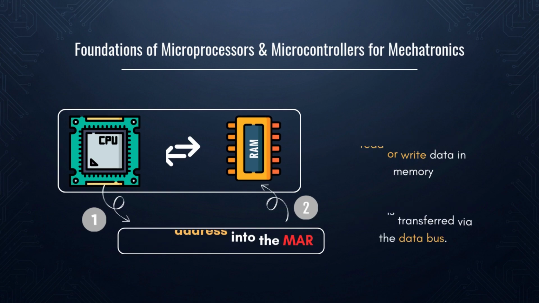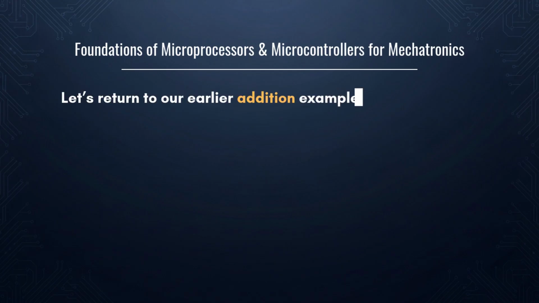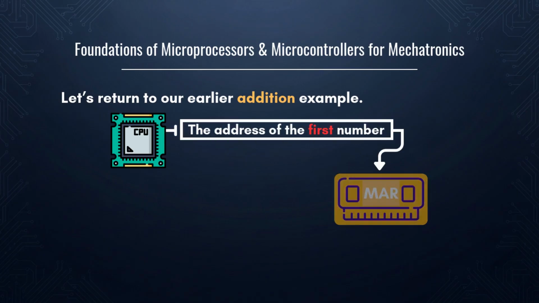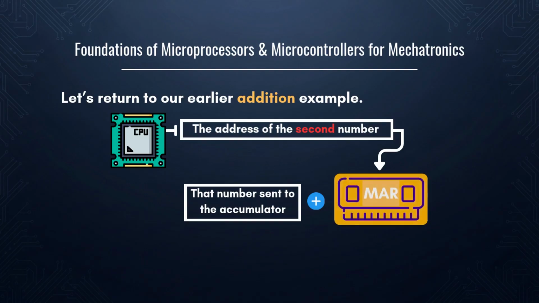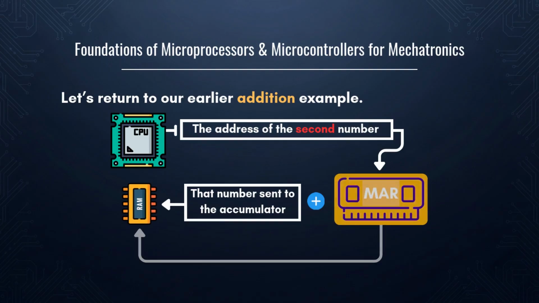Let's return to our earlier addition example. The CPU first loads the MAR with the address of the first number. That number is then sent to the accumulator. Next, the MAR is updated with the address of the second number. After the addition is complete, the result can be stored back into memory, again at an address specified by the MAR.